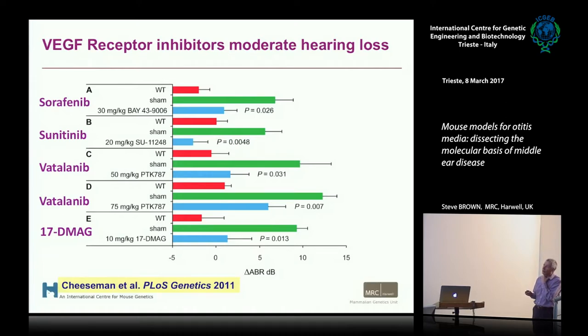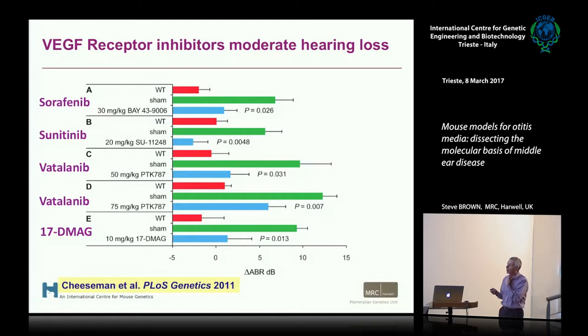And here are the compounds that I mentioned before that we tested. Vitalinib we tested in two different dosage states. And we have in each panel the wild type. We have sham, so these are mice that, through the delivery of a sham dose, we'd expect their ABR thresholds to be deteriorating. And then in blue, those are the ones really to look at. This is where we're delivering the drugs, and we want to look at the delta ABR.